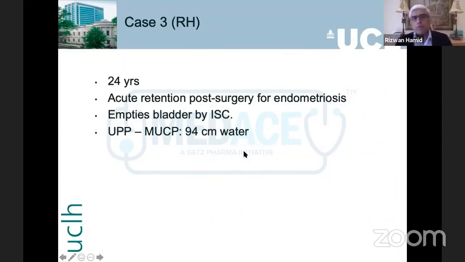So I'm going to move on to a slightly different case. This is again a 24-year-old lady who went into acute retention post-surgery for endometriosis. And now she is dependent on intermittent catheterization. She had a urethral pressure profile, which I'm not going to discuss today, but it was high at 94. The way it is calculated is it is a figure of 92 minus age. So for her, it should be around 68. So it is close to 100.